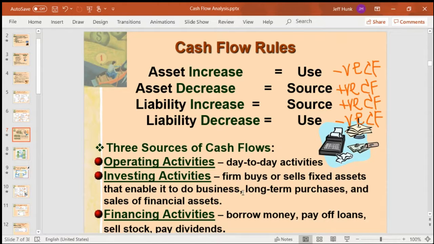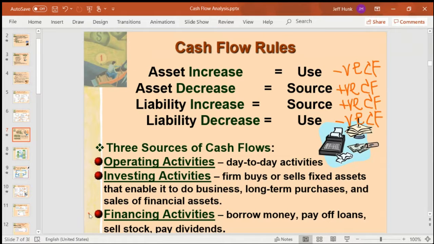Investing activities are the activities that firms engage in to buy or sell fixed assets, plant and equipment, or long-term purchases, and the sale or disposal of the financial assets that it was holding. Now, financing activity is the activities to support.